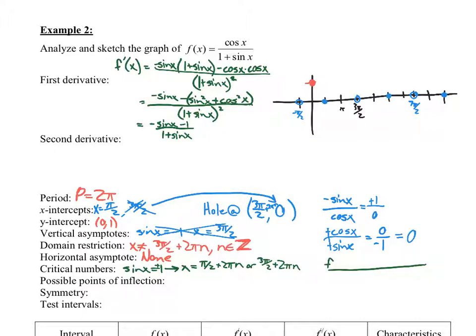So let's go with pi over 2 and 3 pi over 2. Let's go one more. So pi over 2 plus 2 pi is going to be 5 pi over 2. And that's going to be 7 pi over 2. And f prime, let's see, if I plug in 0, f prime is going to be negative 1 over 1, so that's going to be negative, which means my function is decreasing.